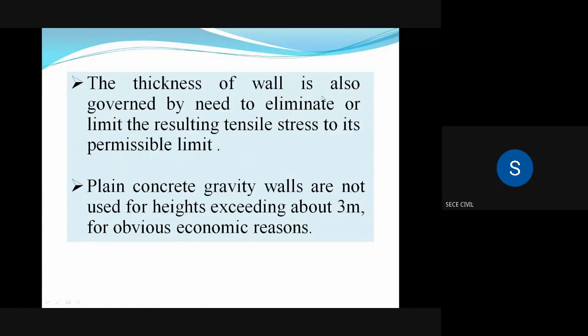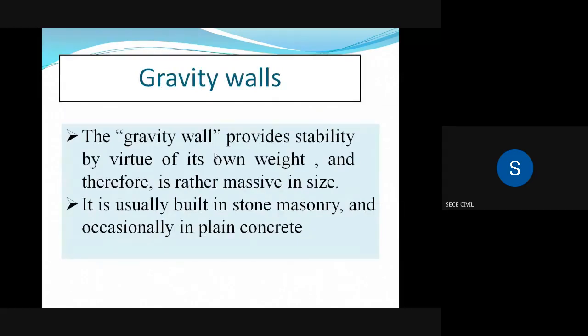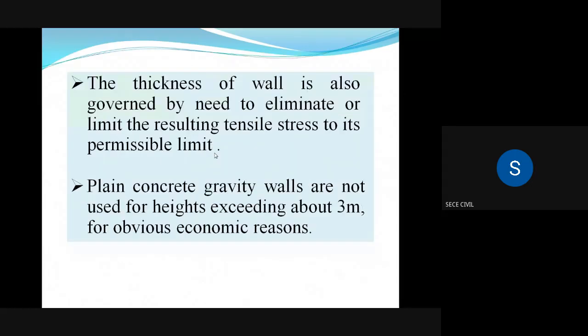The thickness of the wall is also governed by the need to eliminate or limit the resulting tensile stress to its permissible stress. So we know what a gravity wall is. It works by its own weight only, so it is massive in size, but it has some disadvantages also. We cannot provide more thickness of the wall. If we provide more wall thickness, it will also lead to failure in tensile stress. So there must be a permissible limit in wall thickness.